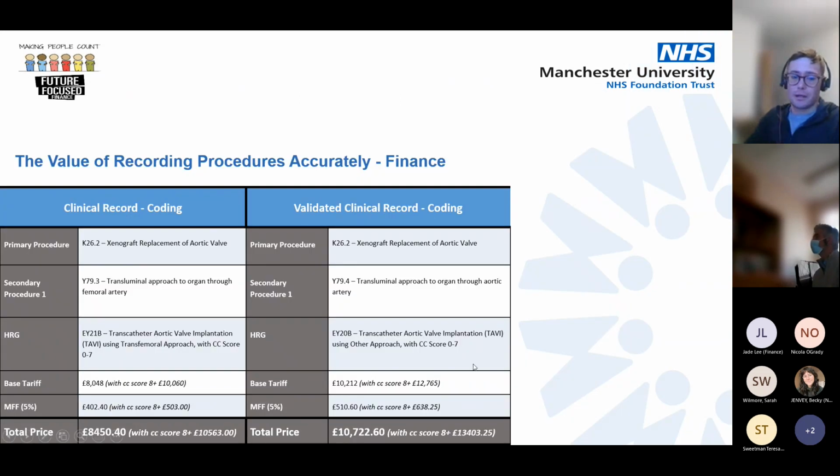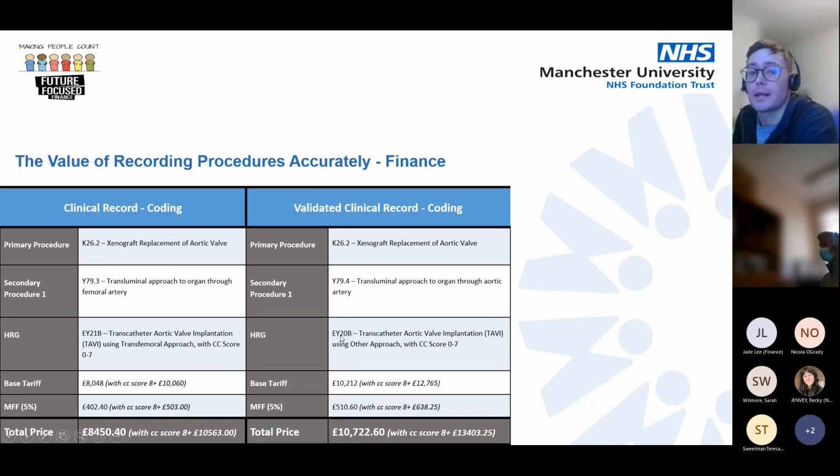And we've got a similar example with procedure coding. This is what's called a TAVI procedure. It's an aortic valve implantation through a minimal access approach. Here the HRG is EY21B, and it has a CC score of 0 to 7. There's two tiers in this EY21B HRG. With a 0 to 7 CC score, it's £8,000. The next tier will be a CC score of 8 plus, and that gets £10,000. So the overall score is £8,500.